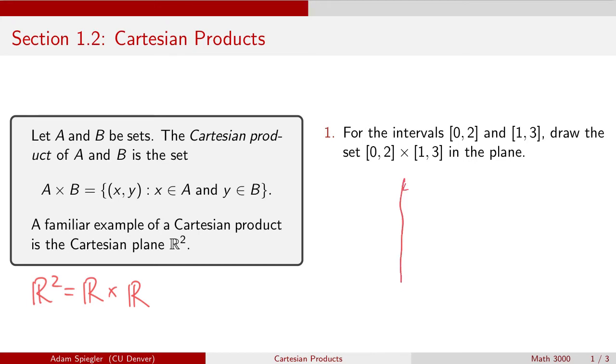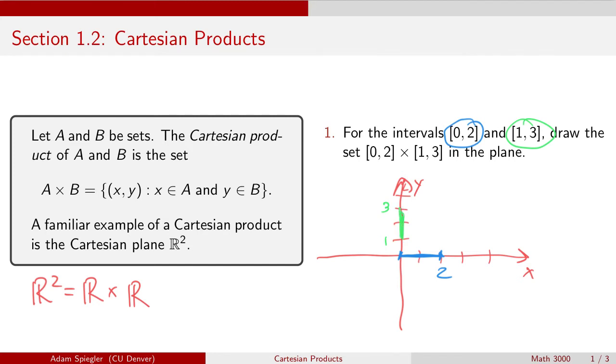So we can draw the plane over here. All of these points would be R2. Let's say we have 0, 1, 2, 3, 4 and 1, 2, 3, 4. Then we take first the interval from 0 to 2, all of these values over here. So our first coordinate x has to be some number between 0 and 2. And the values for y in this case would have to be any number from 1 up to and including 3.